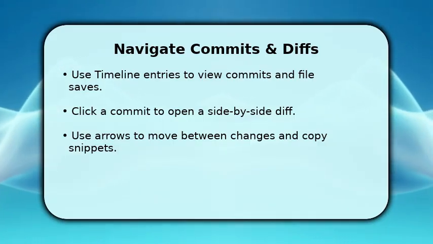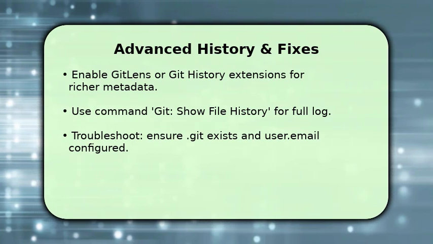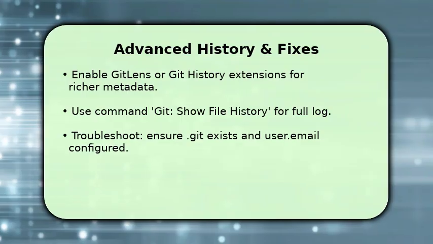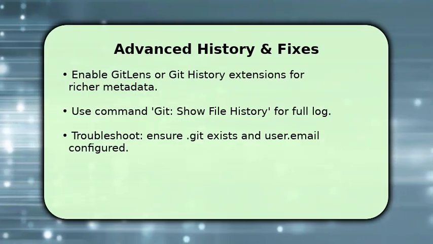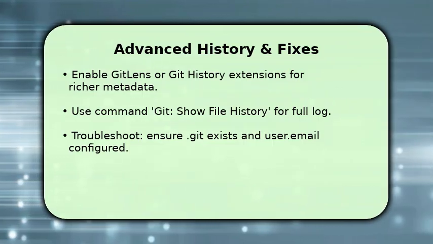To finish, install GitLens or a history extension if you need richer annotations, blame lines, and search across commits. Use command palette commands like Git: Show File History to get a complete log and jump to any commit. Once done, you can cherry-pick, check out earlier versions, or create branches from old commits.